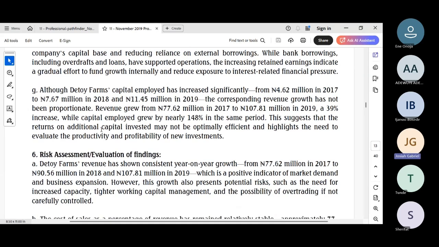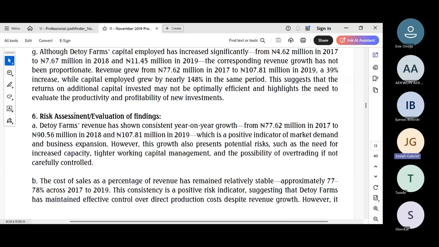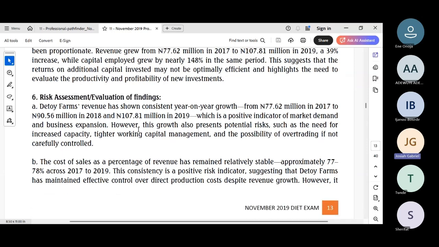Okay, so the last one is your evaluative skills and judgment, number 6. And I call that risk assessment, or you could say evaluation of findings. And it still permeates around the issues on the case, financial and non-financial. So we said the revenue has been growing consistently, and there's a positive indicator of market demand and expansion. And we said this growth presents potential risks, such as the need for increased expansion, tighter working capital management, and the potential or possibility of overtrading if not carefully controlled.